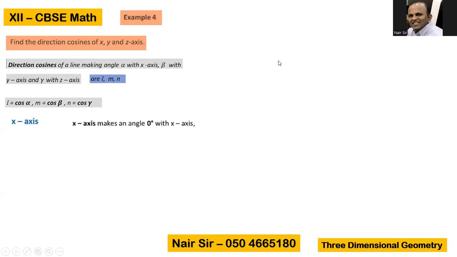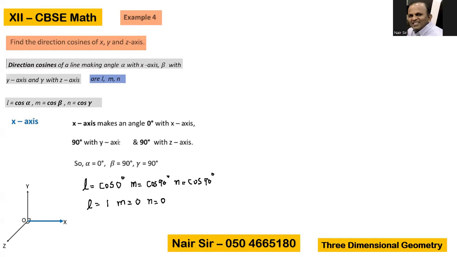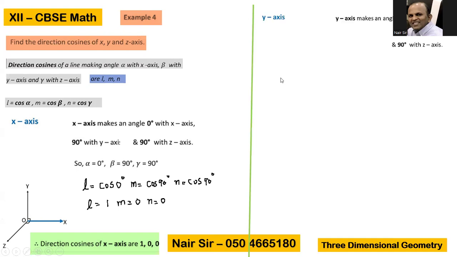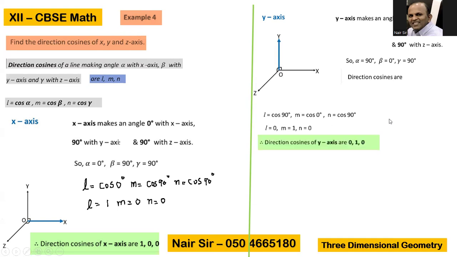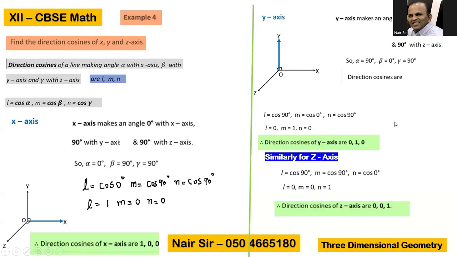The x-axis makes an angle of 0 with the x-axis, 90 degrees with the y-axis, and 90 degrees with the z-axis. So I get alpha is equal to 0, beta is equal to 90, gamma is equal to 90. All my kids would have by this time solved it. And my answer is, this is for my x. Similarly, I can do that for my y. I did not waste much time on this. This is my direction cosine for y-axis and similarly for the z-axis. My answer is done.